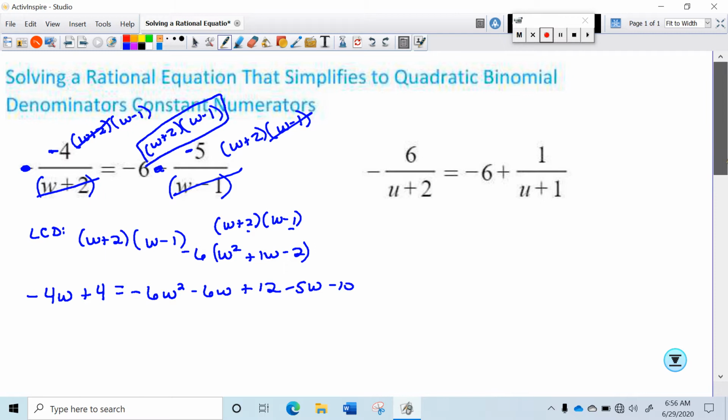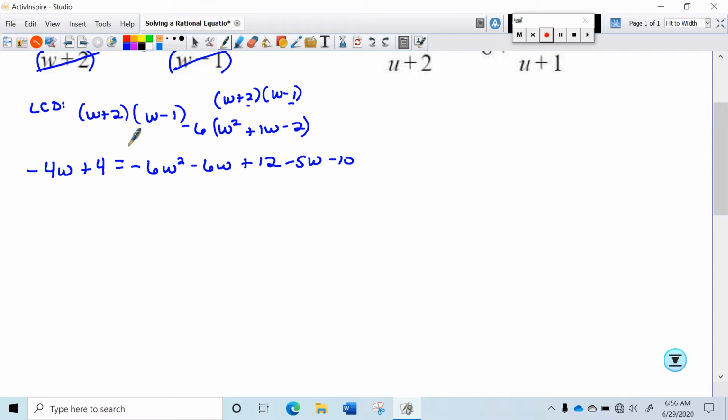So that gives me negative 4w plus 4 equals, let's put my w squareds. I've got 6w squareds and they're negative. And then for my w's, I've got a negative 6 and a negative 5. That's a total of 11 negatives. And then for my constants, I've got 12 take away 10 is a positive 2.